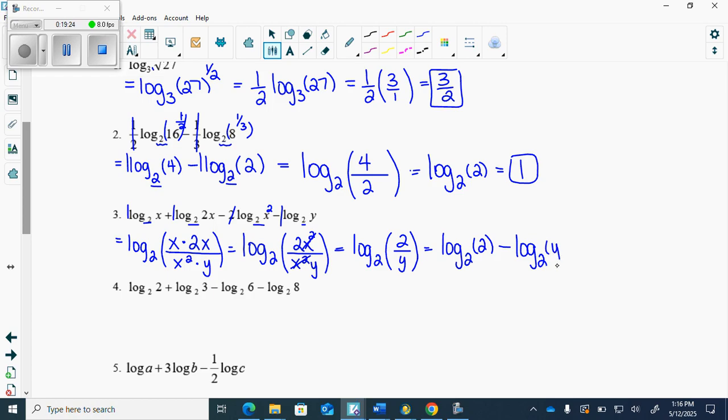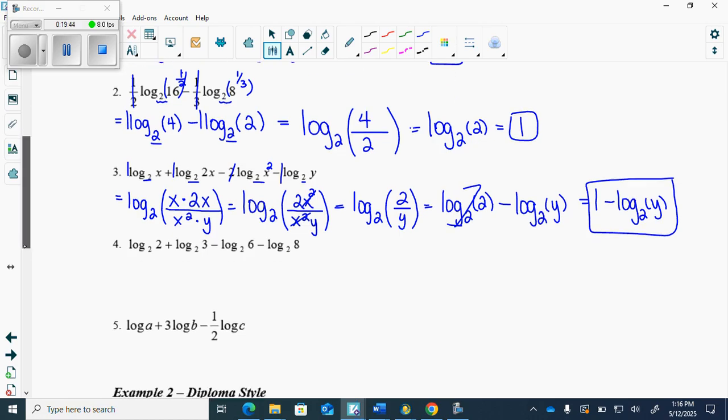And then log base 2 of 2 is 1. So I get 1 minus log base 2 of y. So you want to see that? Yep. Because just because you got an answer doesn't mean it matches the multiple choice answer. That's the catch with logs and exponentials. You have to be able to move stuff around.